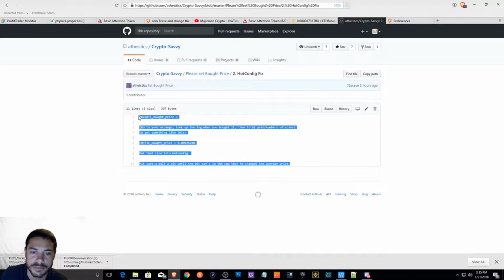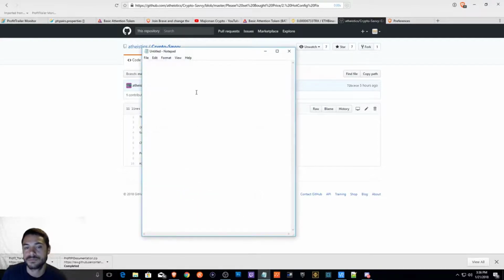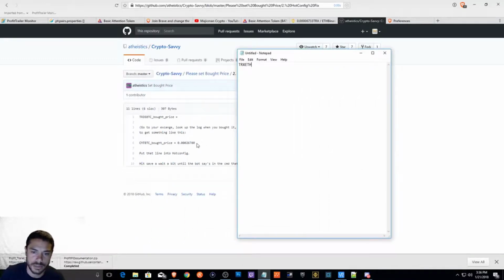And here is the hotfix command. This was provided once again by Crypto Savvy. I stumbled upon this through one of the Discord chats, and this is an example. This is not how you put in the price. So for me, I would have to put in TRX ETH, or I'll just basically do this. How about this? I can do it.